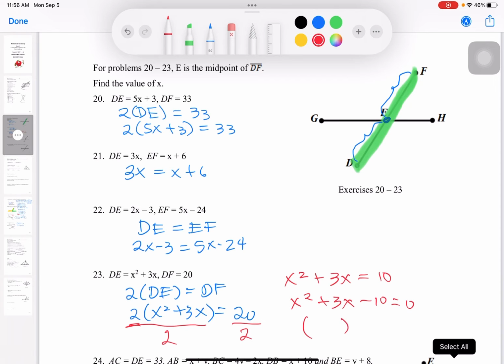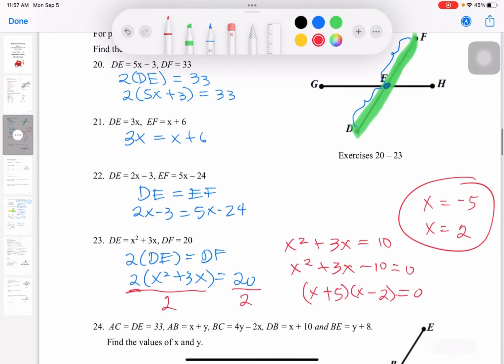You can solve this equation by factoring. This is a quadratic equation, so think of two factors of negative 10 whose sum will be positive 3. So you'll end up with x plus 5 and x minus 2. So the values of x would be x is equal to negative 5 and x is equal to 2.